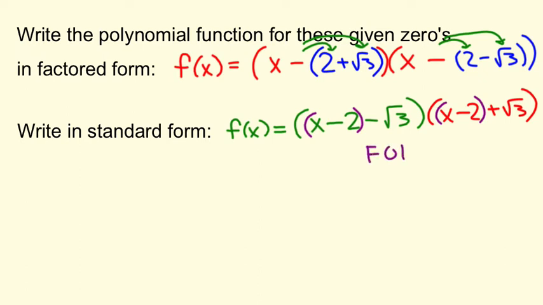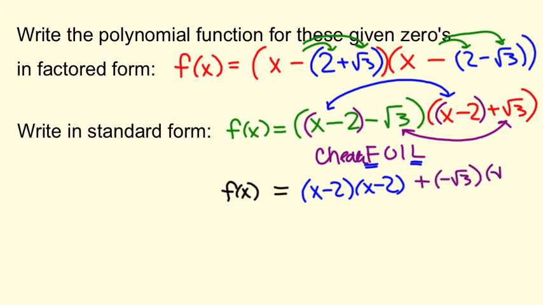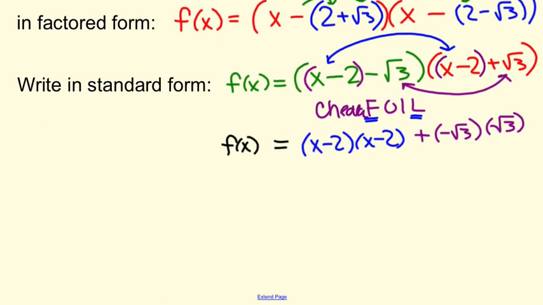And now we do the FOIL. Do we do the entire FOIL? No, we do cheater FOIL. We only have to worry about the first and the last. So here's your first. Here's your last. All right, so let's go ahead and continue. So first would be x minus 2 times x minus 2 plus negative square root of 3 times positive square root of 3. Now we clean up. We're going to continue and we're going to FOIL the blue.